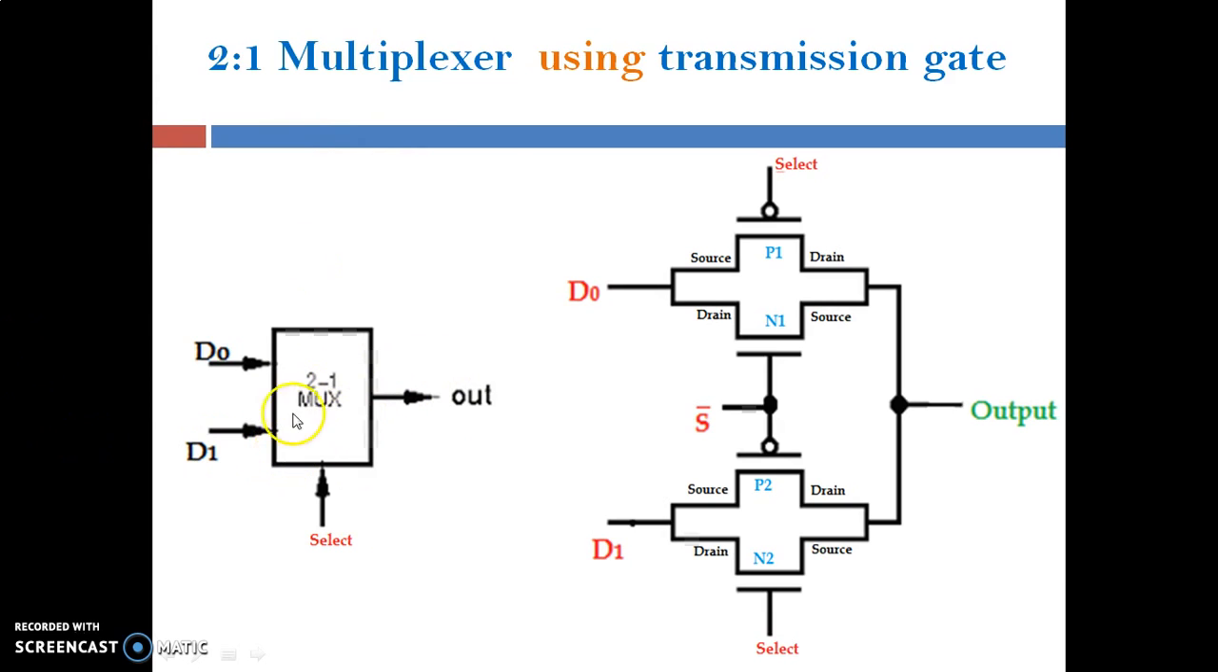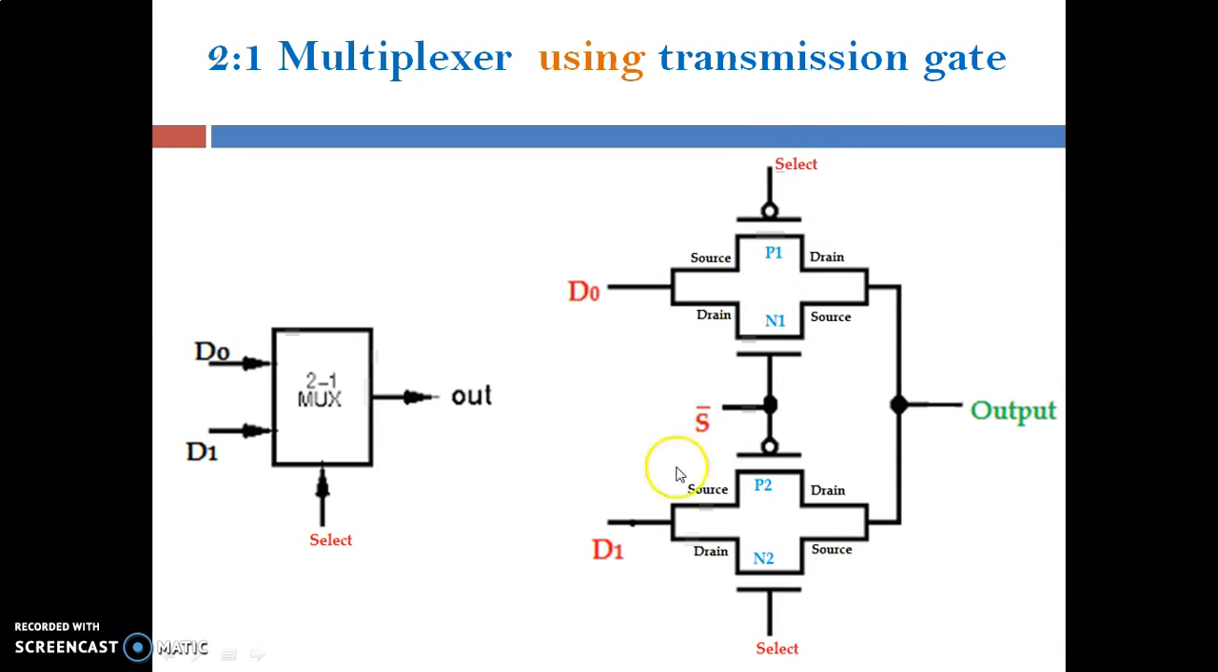Now this is to be implemented using transmission gates. The transmission gates here are designed with a parallel combination of P MOSFETs and N MOSFETs. So two pairs are there: two P MOSFETs, P1 and P2, and two N MOSFETs, N1 and N2.